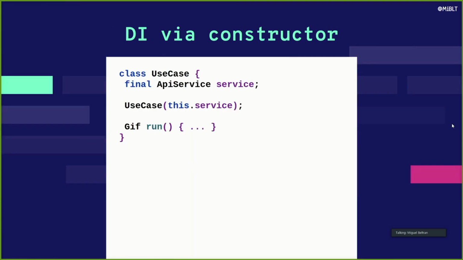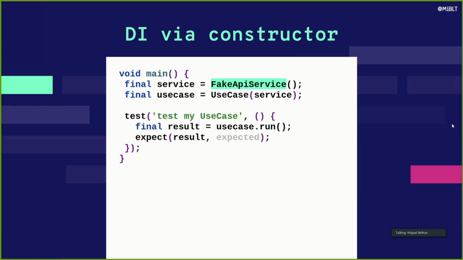Dependency injection per constructor is the easiest one, and the one I will always recommend as the first option. For example, here, this use case class needs a service, and we pass it as a constructor parameter. Then in our test, we are able to pass this fake API service that we have created instead of the real one. And I will explain how to create a fake API service very soon.